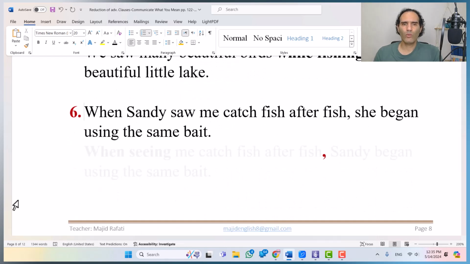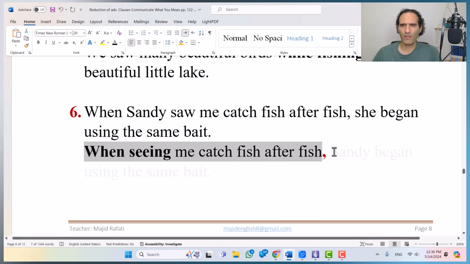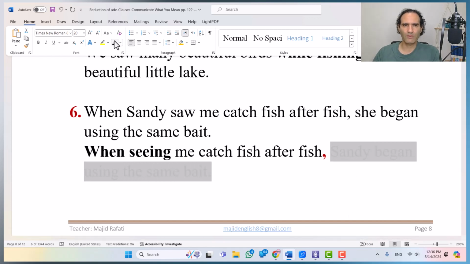And number 6, when Sandy saw me catch fish after fish, good for you, she began using the same bait. I will tell you what it means. So subjects are the same. Sandy, we can reduce it. Omit Sandy and add -ing to your verb, seeing. When seeing me catch fish after fish, dependent clause, so we need a comma. Sandy began using the same bait.